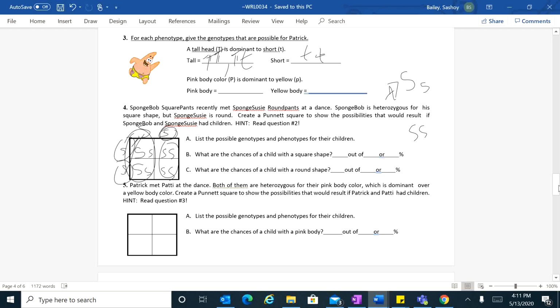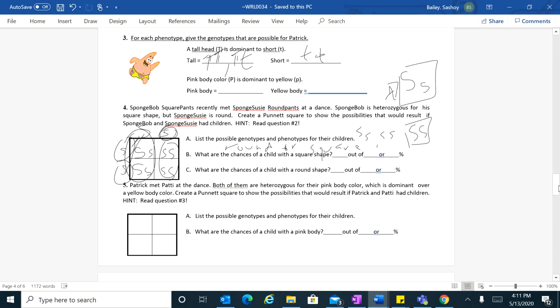So let's see, the possible genotypes and phenotypes. These are the genotypes. So you would put Ss, comma, ss. And then for phenotypes, it's either round or square. Sorry, my writing is just really horrible with this. I will work on that.